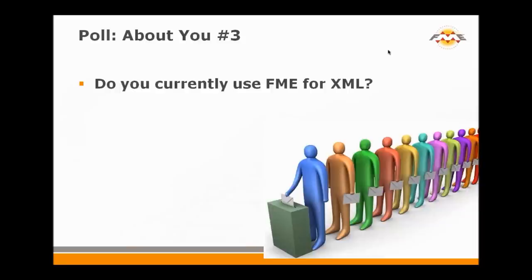Okay, we're going to close that here, and we're going to show the results. 25% of you do, 33% of you don't, and the remainder said no, but plan to in the future. Was there a fourth choice? There was no fourth choice, so you're kind of forced to say in the future. Okay. So that's what you call an optimistic poll. We know everybody wants to use FME for XML, and so there you go.